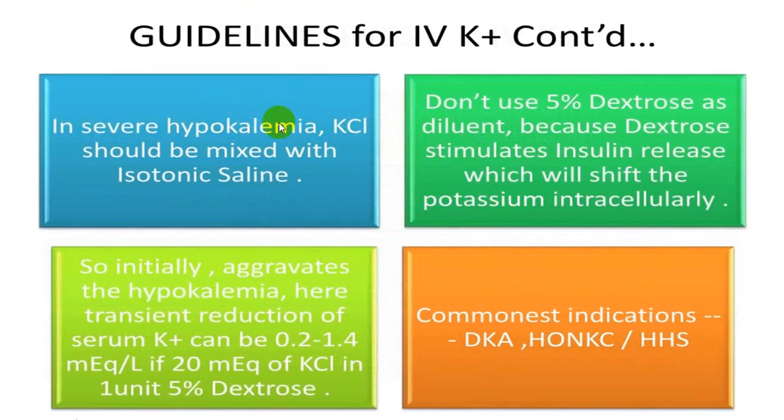In severe hypokalemia, potassium chloride should be mixed with isotonic saline. Do not use 5% dextrose as a dilution because dextrose will stimulate insulin release and that will shift potassium intracellularly. So this should be avoided. Ideally you should combine with isotonic saline. Saline initially aggravates hypokalemia, which is transient, but the dextrose will worsen hypokalemia further.